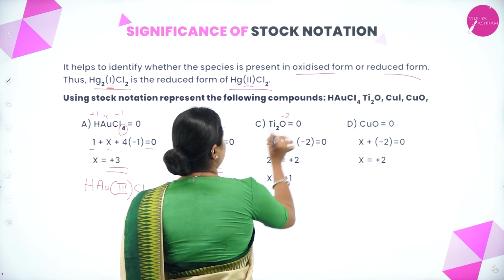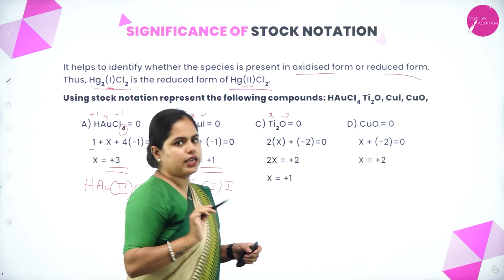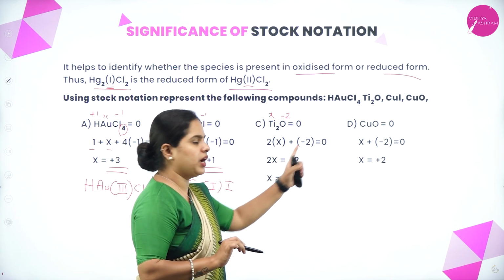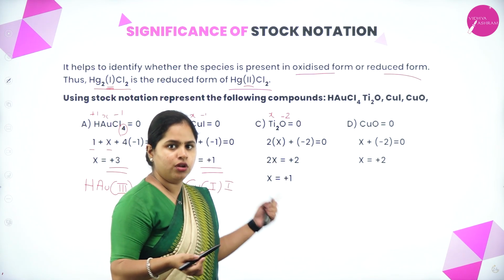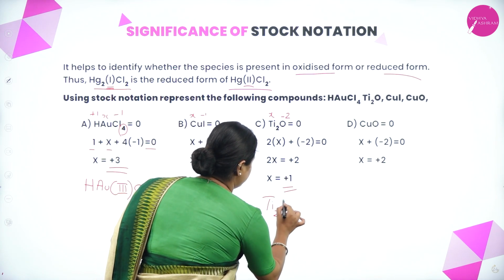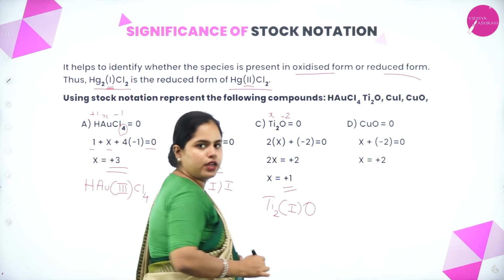Again, oxygen, it is -2. Titanium, we keep it as X. So 2 into X, 2 atoms are there, right? So 2X plus -2 is equal to 0. 2X will be equal to 2. X will be again +1, right? So how do we mention this? Ti2(I)O, right? Clear? Right.